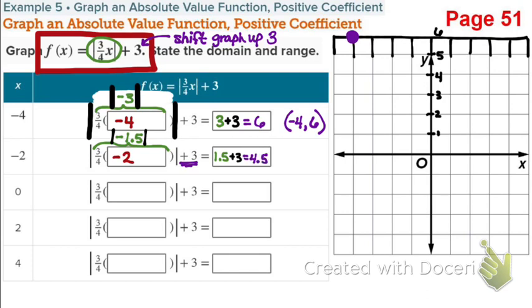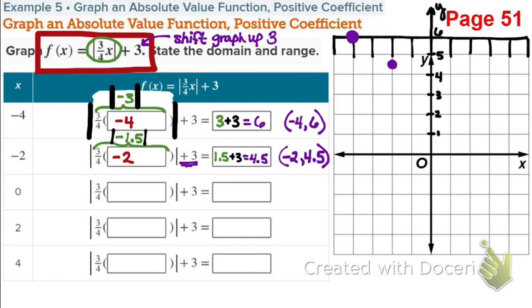So where does my next ordered pair go? Where's my point? What's the x part of this ordered pair? Negative 2. And the y part of my ordered pair? 4.5. So now I need to go and plot that point. Negative 2 and 4.5. So sitting about right here.